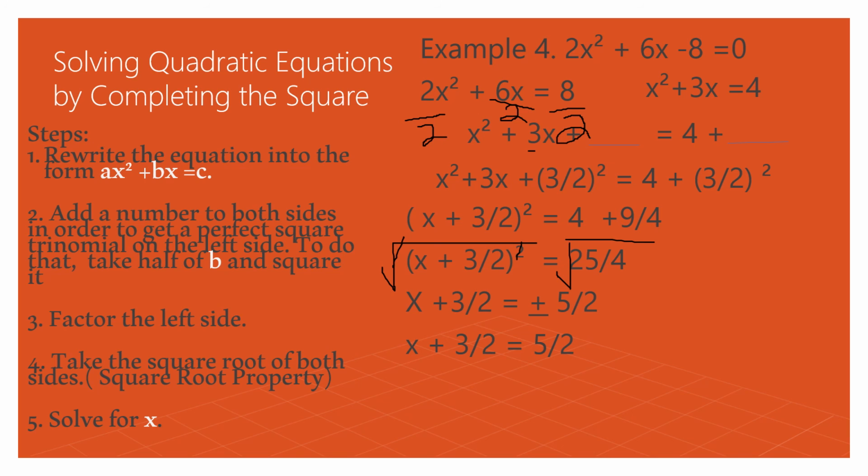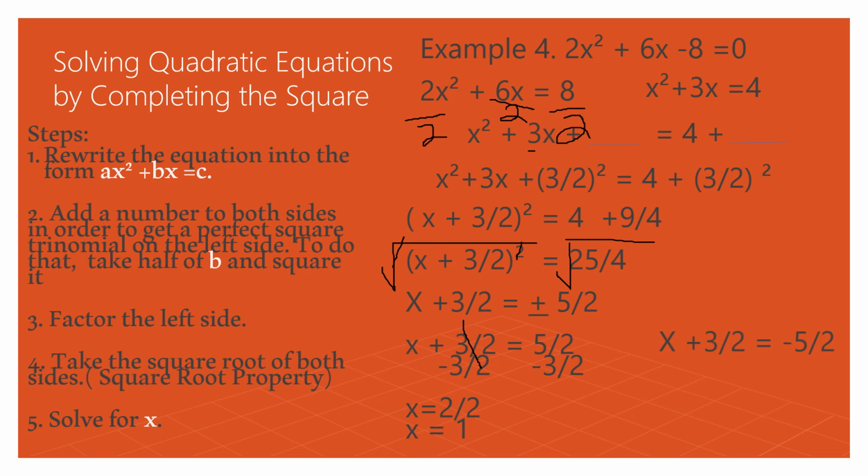X plus 3 halves is equal to positive 5 over 2. So anong gagawin natin? We need to add negative 3 halves on both sides of the equation. Ito ay magiging 0. At ito naman, simplify natin. Pareho ang denominator. So simply, add lang natin yung numerator. 5 plus negative 3, and that is 2. 2 divided by 2 is 1.